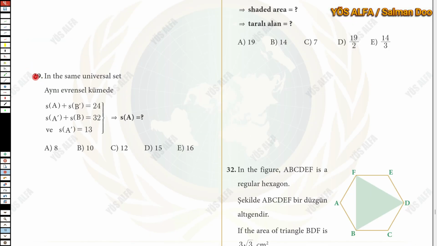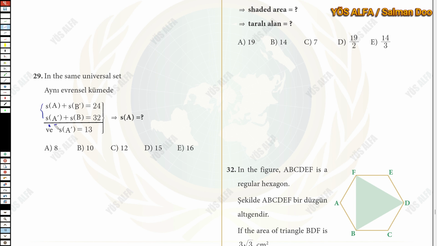D. 29. In the same universal set, these expressions are given. We're asked to find the number of elements of set A. So let's sum up the first two expressions. We know that the summation of the number of elements of set A and the number of elements without set A is the universal set.